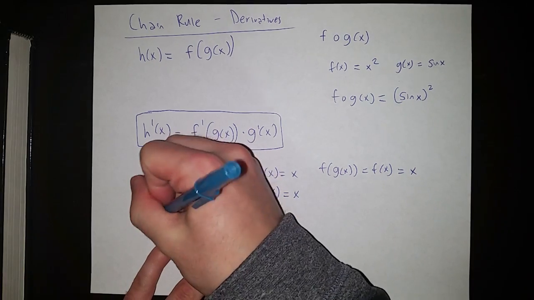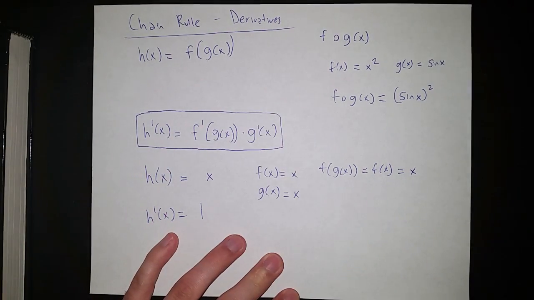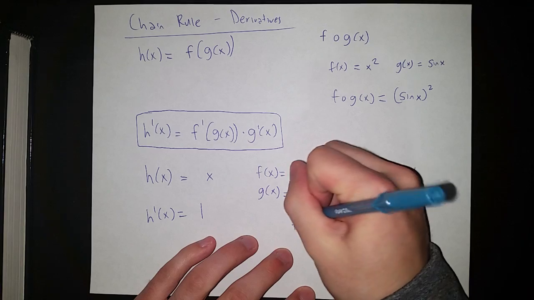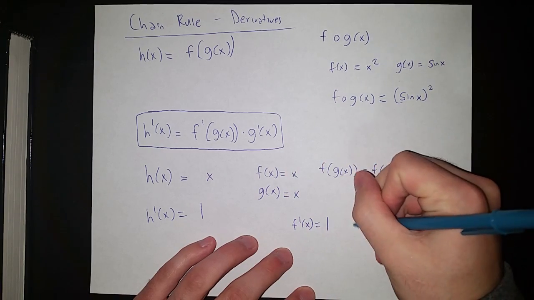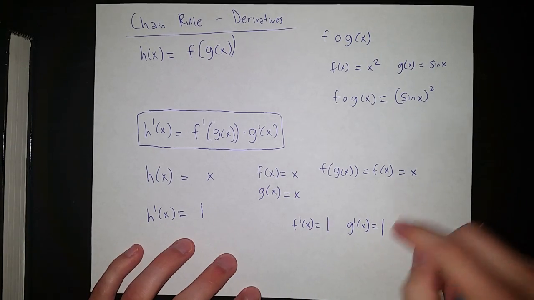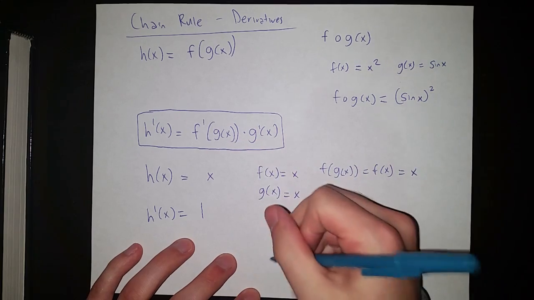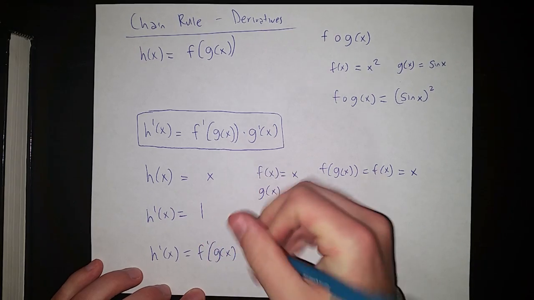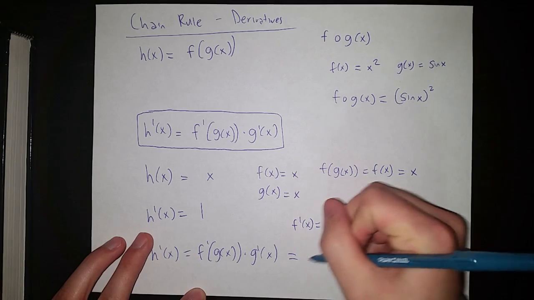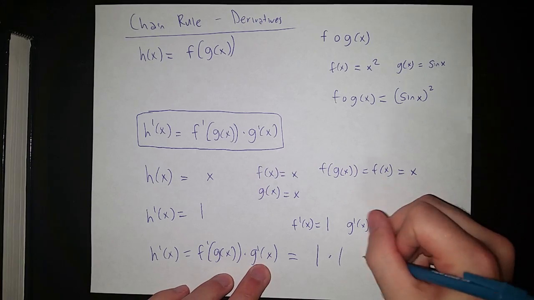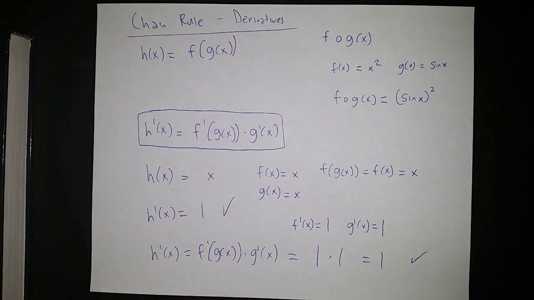Okay, so now let's find the derivative. We know from the power rule that this is equal to 1. And now let's come over here. f prime of x equals 1 and g prime of x equals 1. Okay, so we plug it in. So that's our equation. h prime of x equals f prime of g of x times g prime of x equals 1 times 1 equals 1. Perfect, so that ties out. All right, so it's dummy proof.